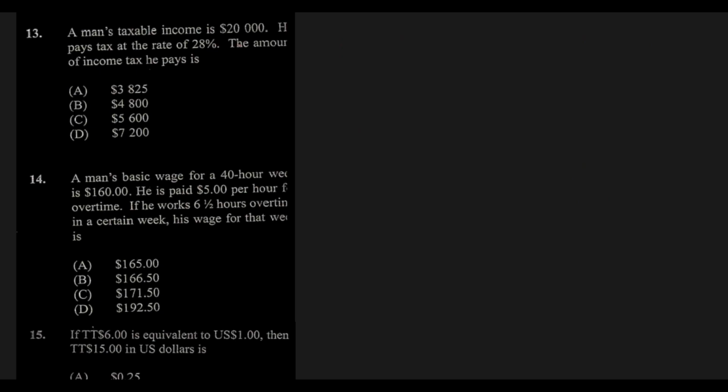A man's taxable income is $20,000. He pays tax at the rate of 28%. So the amount of income tax he pays is, so this question is saying some man gets $20,000, and he pays tax at the rate of 28%. So the amount of income tax, meaning the tax that he's paying, is what we need to figure out. In order to figure that out, we need to write it as a fraction.